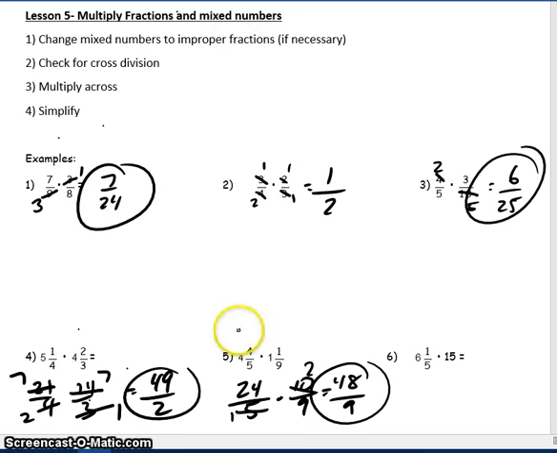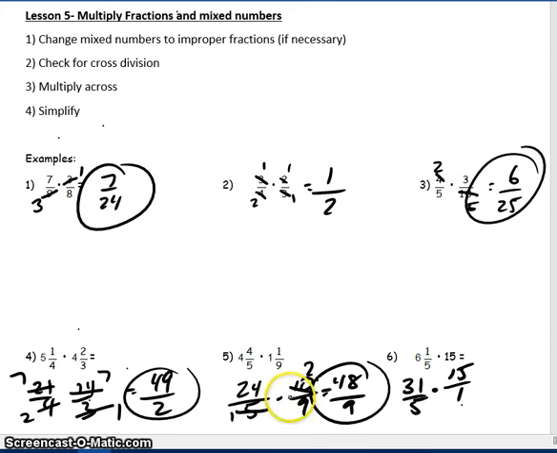Now, the last one is a little bit interesting because we've got ourselves a whole number there. Do you see that 15? All right, so we still need to make that into an improper fraction. To make any whole number into a fraction, put a 1 underneath it, because what is 15 divided by 1? It's 15. So again, we're just rewriting it as an improper fraction. So 5 times 6 is 30, 30 plus 1, 31, 31 fifths.